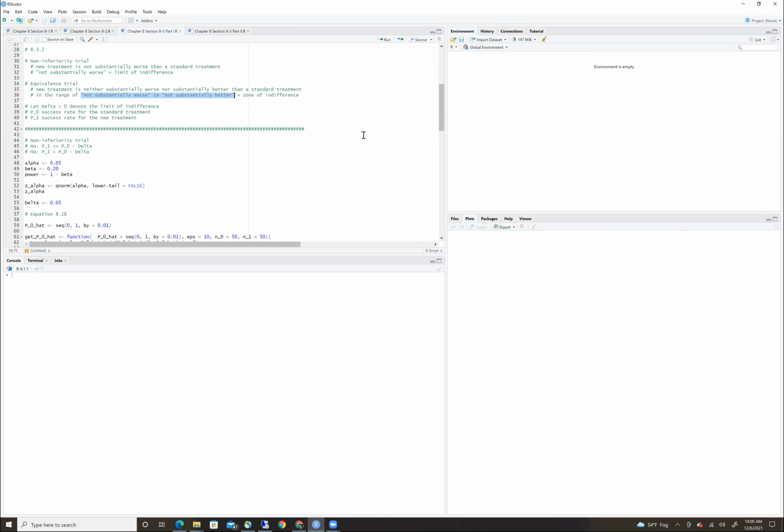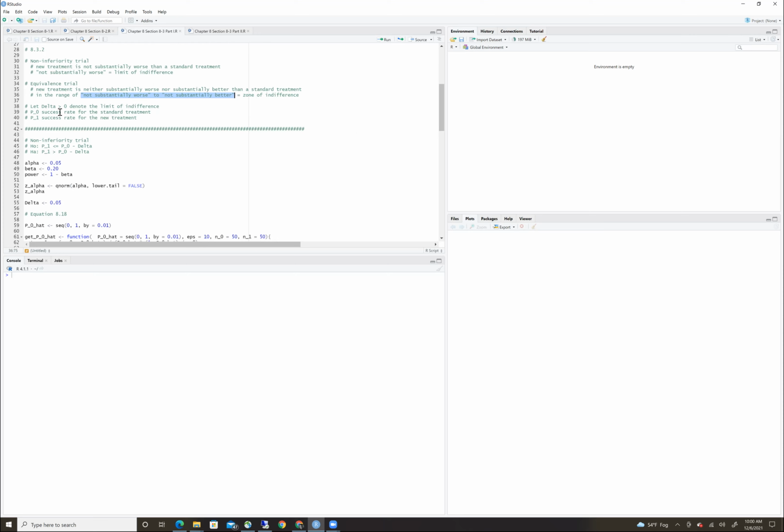Okay, you might be asking why we would want to look at this. Well, let's suppose a standard treatment is very expensive or has a lot of side effects. We may want to consider other treatments that are more cost effective or have fewer side effects. So overall, we don't need the new treatment to perform better than the standard treatment in this case. We just want to make sure that it's not performing substantially worse or substantially different than the standard treatment.